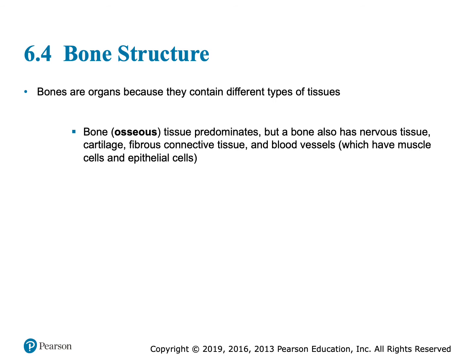So bones are alive. They are the organ of the skeletal system, and they have different tissue types. Lots of blood, lots of connective tissue, and quite a bit of nervous tissue. Now, blood vessels are going to be able to dilate and constrict because they have smooth muscle in them. So that's where the smooth muscle comes from. And then even epithelial tissue.